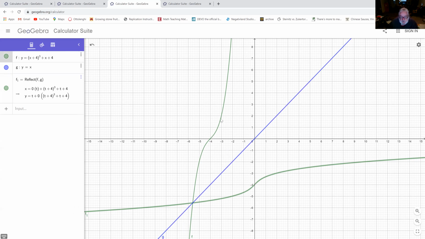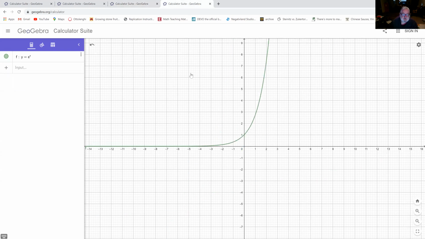So if I start with a function that passes a horizontal line test, which means that every horizontal line goes through it in exactly one point, then the inverse function, which is what I get when I switch the x's and y's, or when I reflect it over the y equals x line, is actually a function. Its graph passes the vertical line test. This is important when we're dealing with exponential functions.